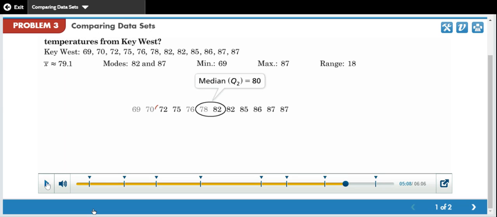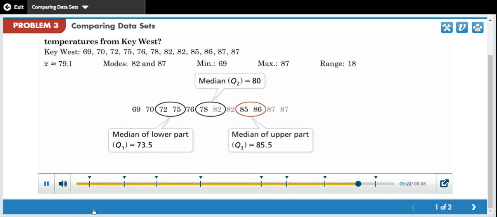Then find the first quartile. Find the first quartile by taking the median of the lower half of the data set. And similarly, find the Q3 by taking the median of the upper half of the data set. The median of the lower part is 73 and 5/10. Now find the third quartile. The median of the upper part is 85 and 5/10.